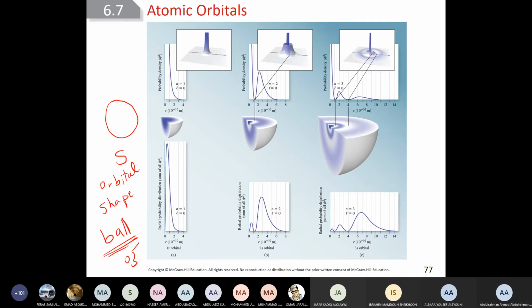Around it? No. It's exactly light inside this ball. Is this clear? In orbitals, in any orbital, if I have an s orbital, it's like a ball.